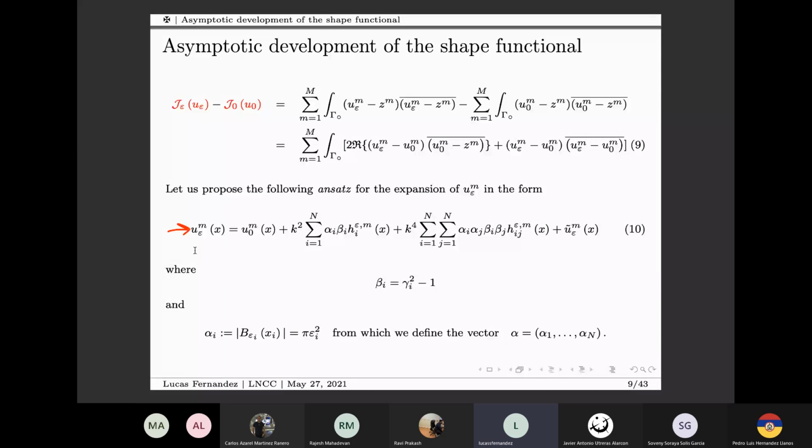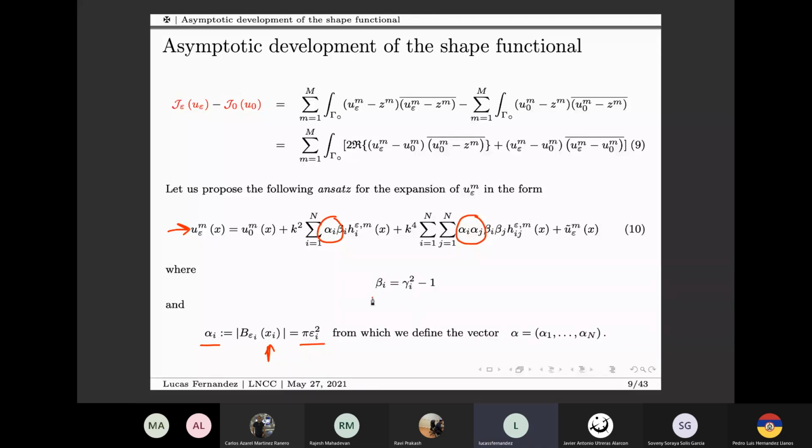First of all, I wrote an expansion in terms of alpha i. Alpha i carries the small parameter epsilon. Alpha i is equal to pi epsilon i squared. In other words, alpha i is the area of a circular inclusion whose center is at xi and its radius is epsilon i.